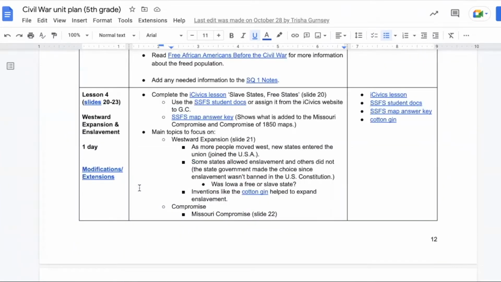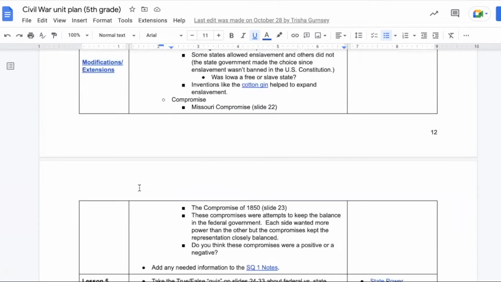In lesson 4, we use the iCivics lesson, Slave States, Free States, and we focus on westward expansion and how people moving west meant that more states were added, and those states were either ones that allowed enslavement or did not. We had various compromises, the Missouri Compromise and the Compromise of 1850, that were trying to maintain a balance.